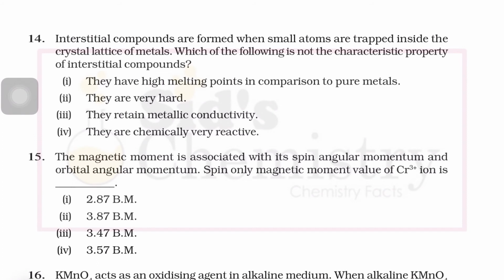Now coming to question number 14. Interstitial compounds are formed when small atoms are trapped inside the crystallites of metals. Which of the following is not the characteristic property of interstitial compounds? Option 1. They have high melting point in comparison to pure metal. Number 2. They are very hard. Number 3. They retain metallic conductivity. And number 4. They are chemically very reactive.